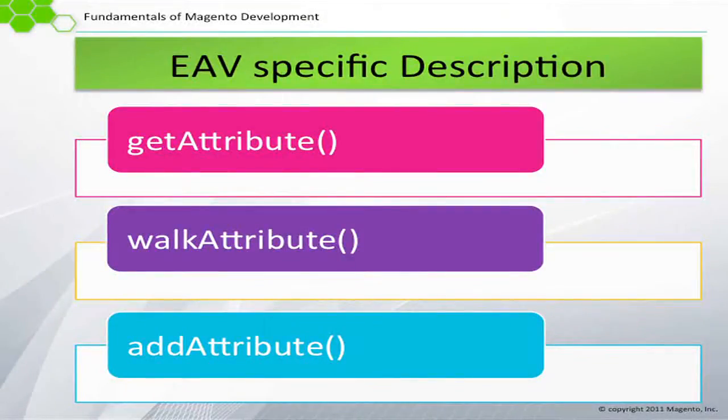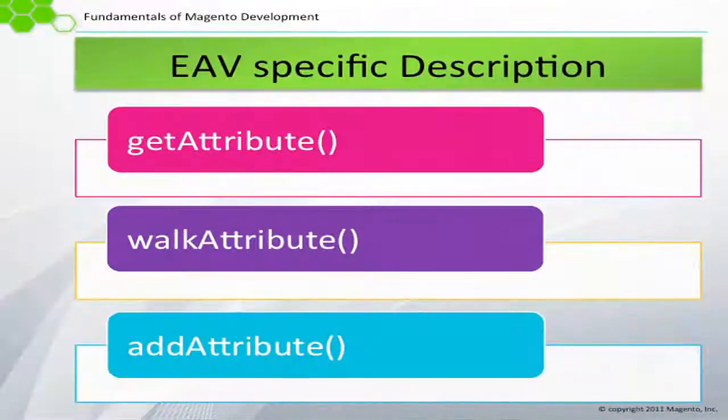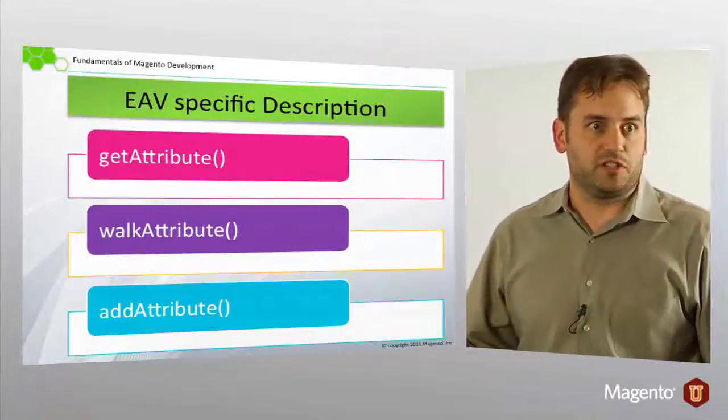All right: get attribute, walk attribute, add attribute. These are funny things that you can do through the resource of an EAV entity. Get attribute will actually get you that attribute model, so from there you can find out the meta information: backend, frontend, source, and all sorts of meta information about it. Walk attribute lets you go through and have a callback function. Then add attribute is what you'd use to add an attribute to that entity. We'll be doing this in just a second.